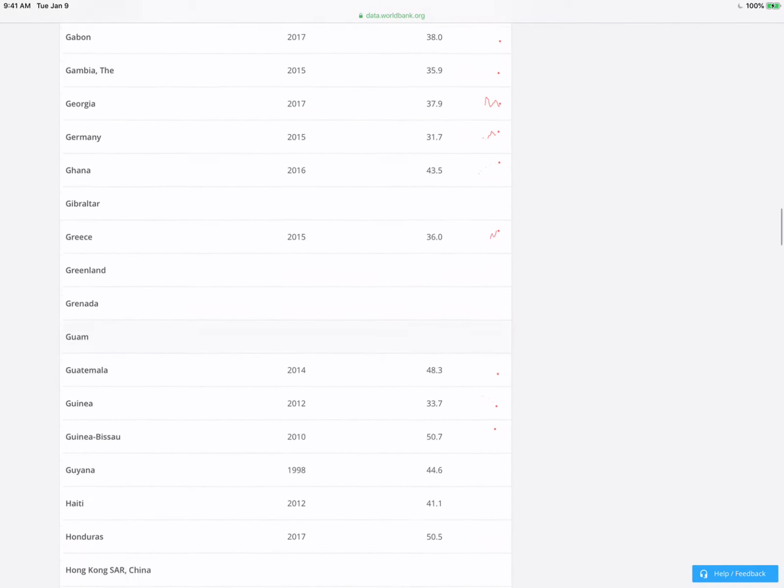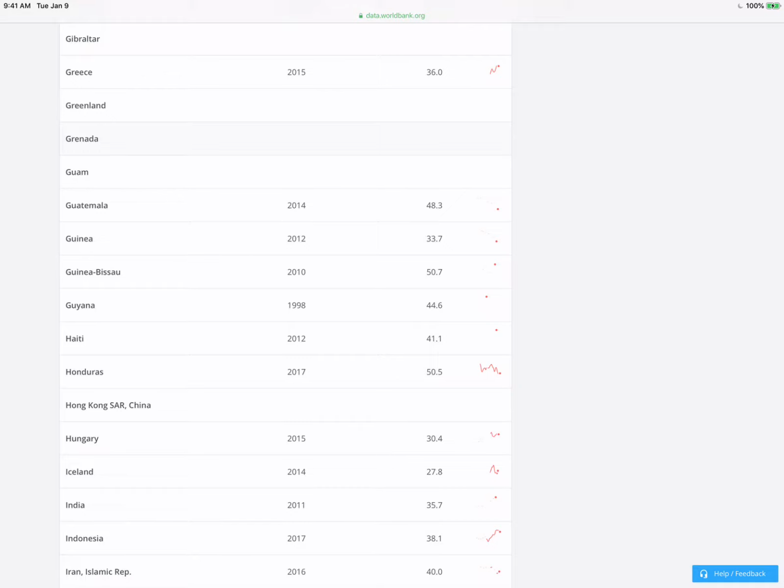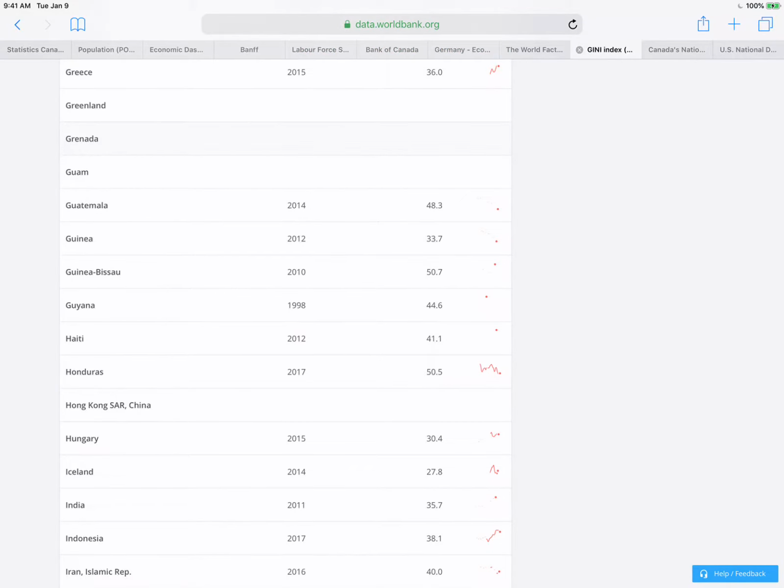So you can see a lot of them in the 20s and 30s. You can see some here in the 40s and 50s. So what does that mean? That's going to tell us how much disparity there is between the wealthy and the poor. So we can get that kind of information from the World Bank. There are a couple other websites I want to show you that you might use this semester.